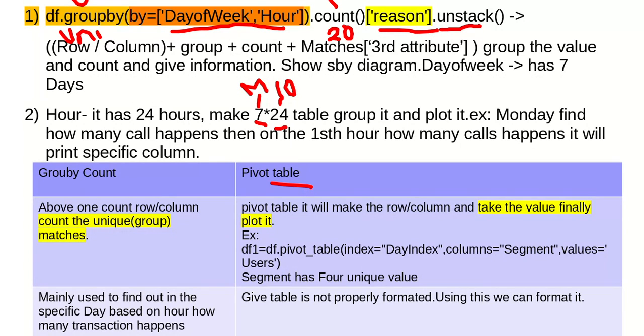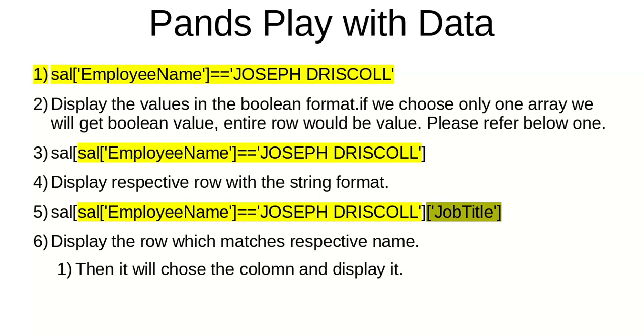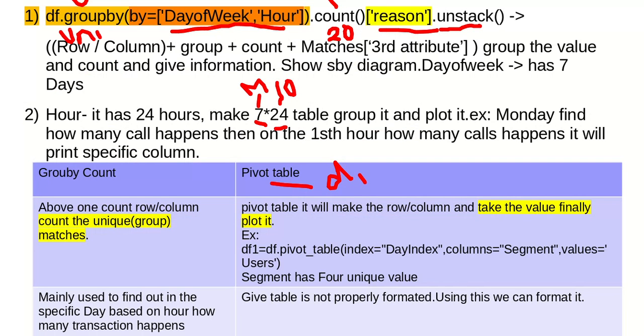It will come with a different value, but here it will come with a unique value. So that is the difference. It will plot it, mainly used to find out on a specific day how many transactions happen, and the given table in proper format. Using that we can format it. For example, if it is a relational database, or we are taking data from two different tables, and you want to plot it into single data, we can use the pivot table.